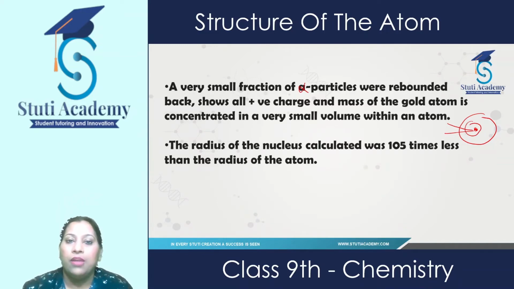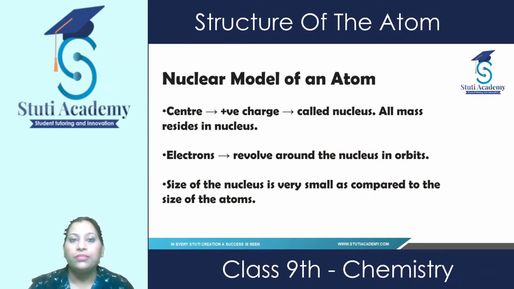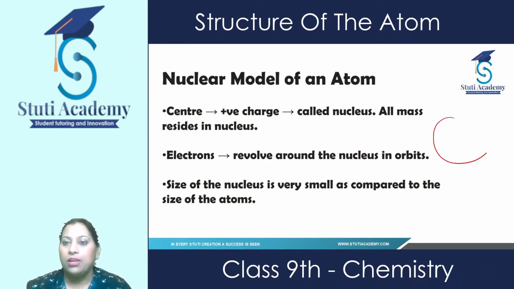Then the radius of the nucleus calculated was 10^5 times less than the radius of the atom. He said the radius of the nucleus which is present in an atom is 10^5 times less than that of the atom. So these were the conclusions of the Rutherford scattering experiment. On the basis of his experiment, this picture came into existence.